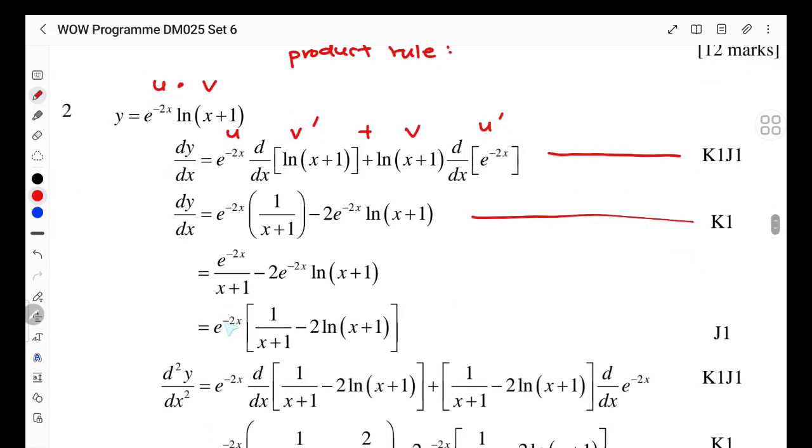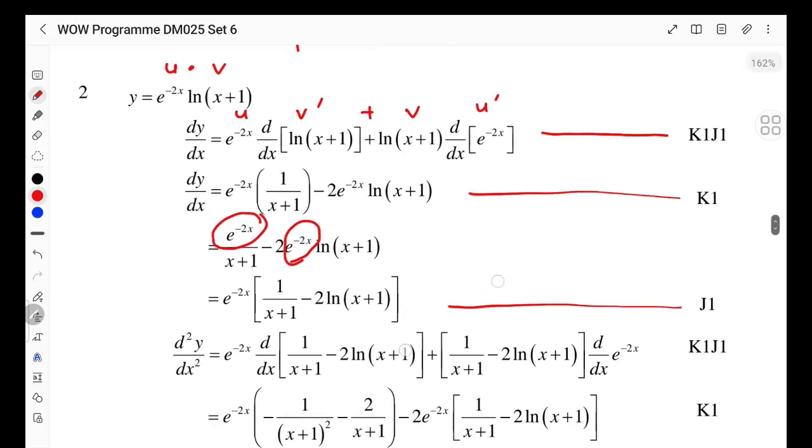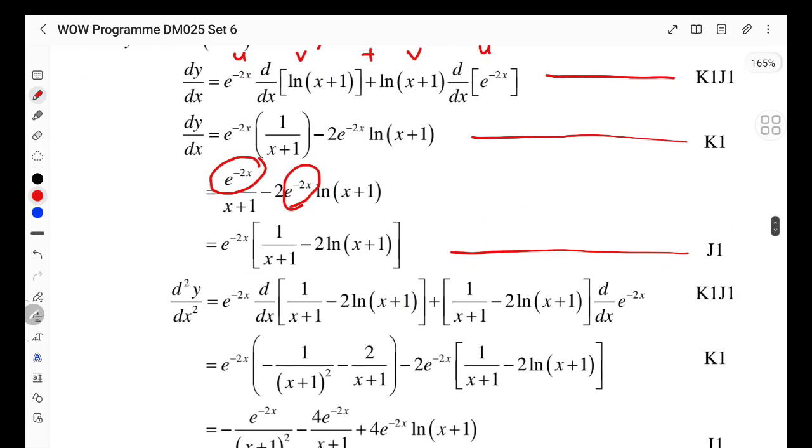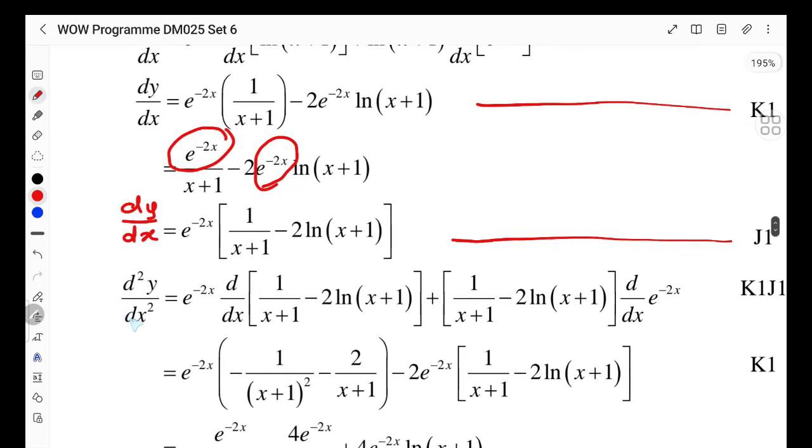And then you simplify the answer here, because this one you have e to the power negative 2x, and this one also has e to the power negative 2x. Factor out, you get 1 over x plus 1 minus 2 ln(x plus 1). This is G1. Okay, find the second derivative. To find the second derivative, use your first derivative and differentiate again.